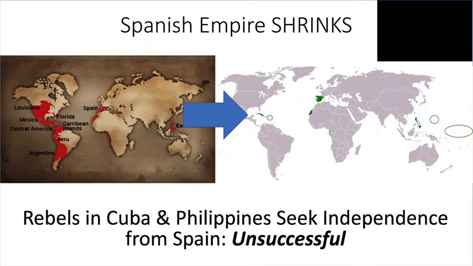But it was able to retain, as you can see in the map on the right, land in the Philippines, and a couple of islands, so Puerto Rico, Cuba, those Caribbean islands still were part of the Spanish Empire. So what happens is rebels in Cuba and the Philippines are looking for self-determination. They no longer want to be part of the Spanish Empire. They are seeking independence, so they are trying to fight against Spanish control. Again, Cuba and the Philippines. They are not successful.